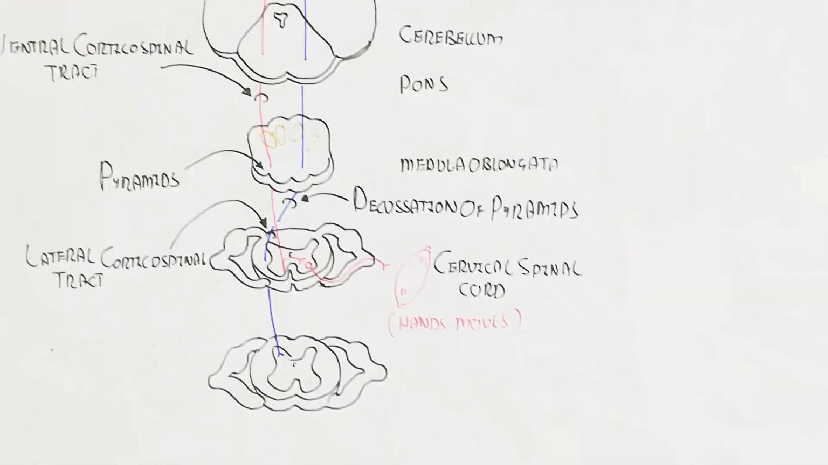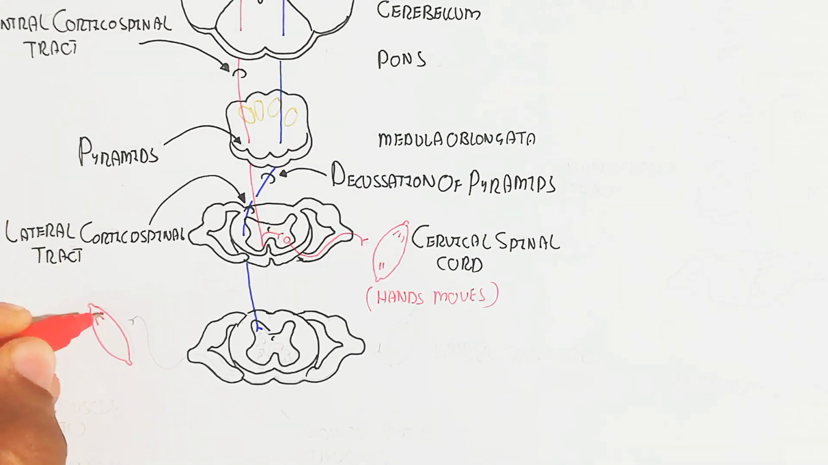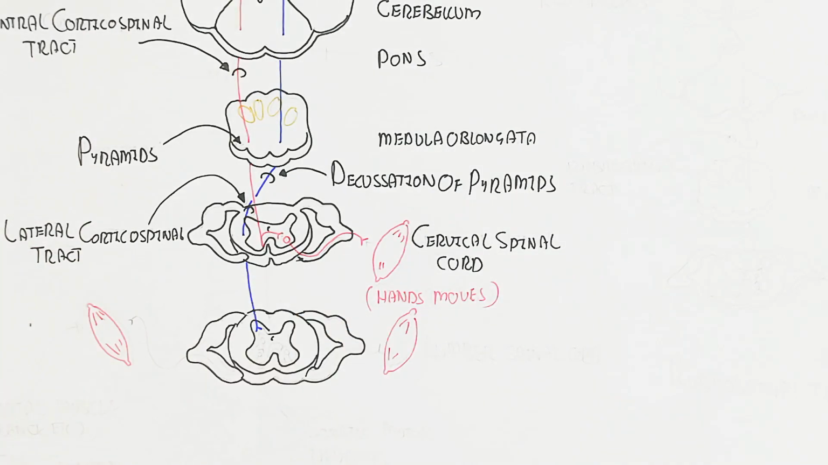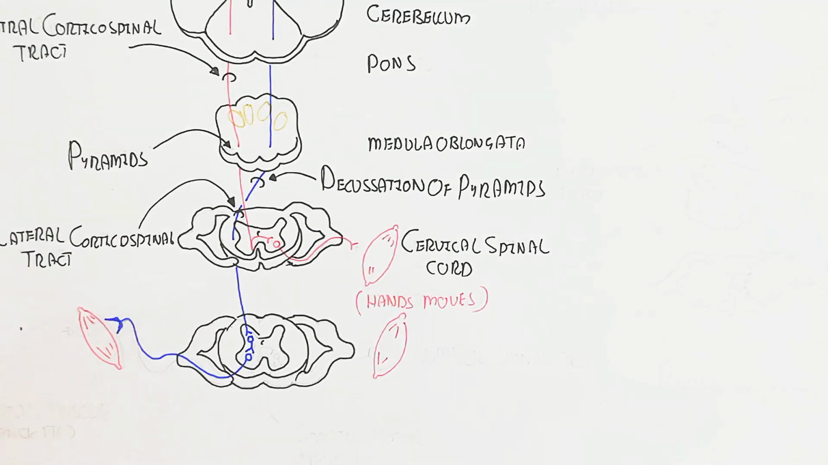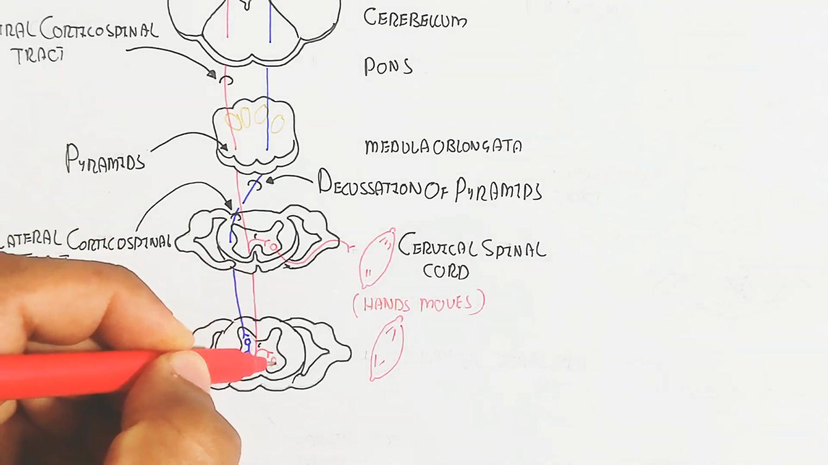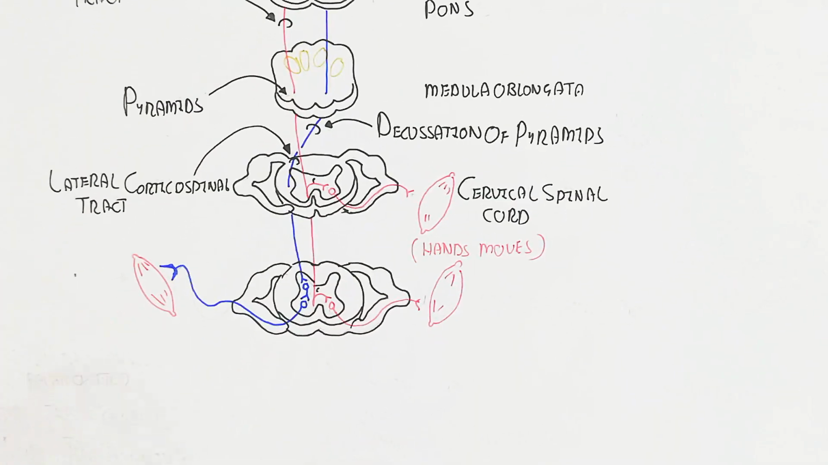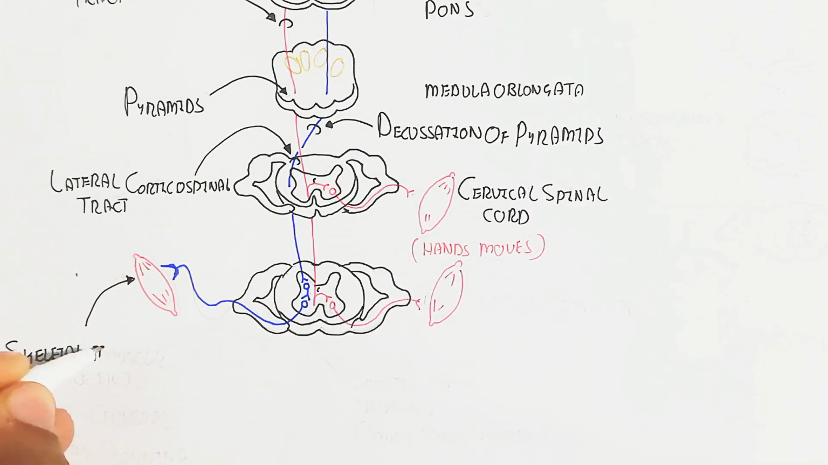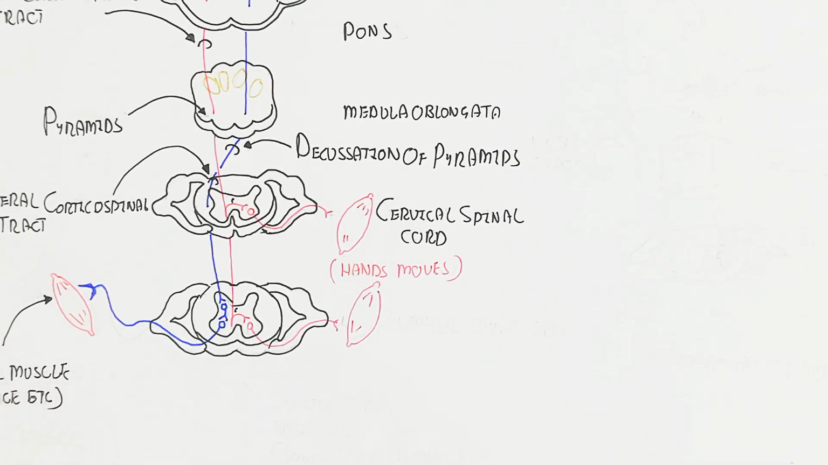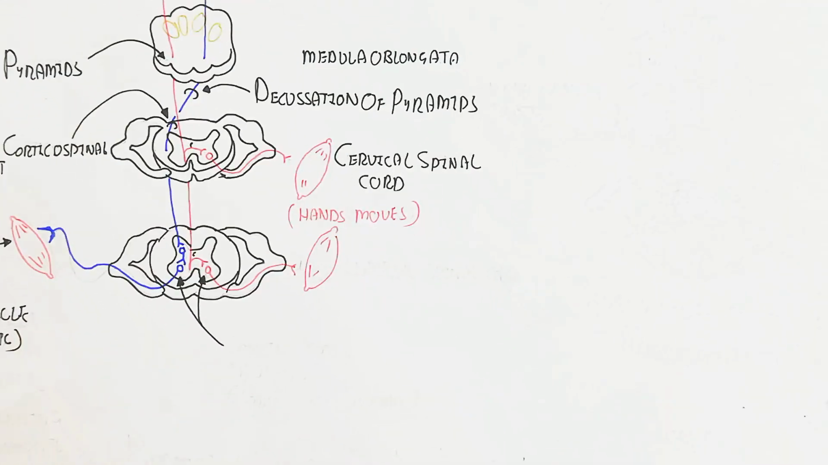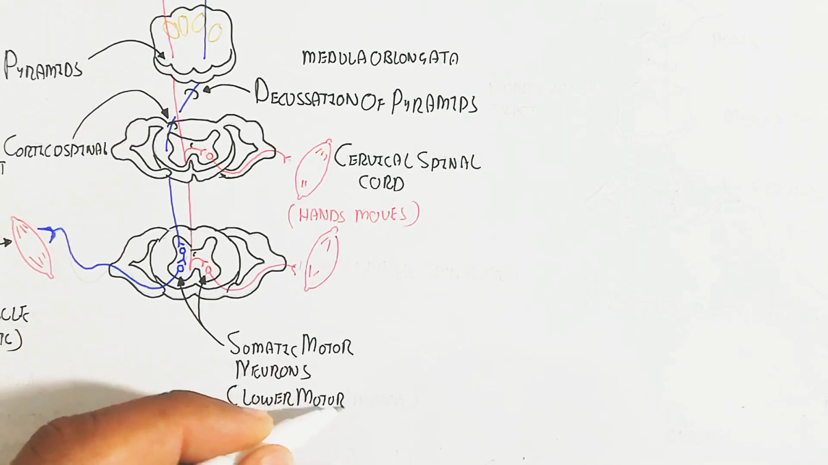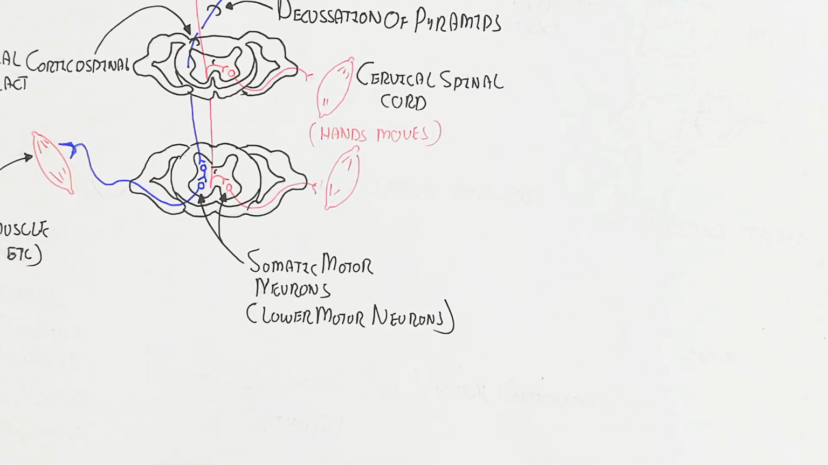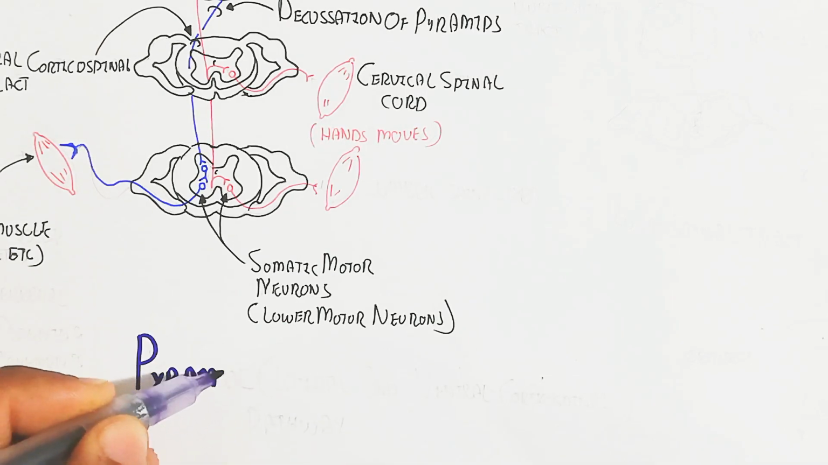decussation of pyramids. The decussation of pyramids allows the blue neuron to go down further and move the muscle. Here is the cervical spinal cord allowing the hand to move, while down here is the skeletal muscle, the balance for example. On the other hand, the somatic motor neuron, the lower motor neuron, is the true motor neuron after the interneuron, because it contains the neuromuscular junction for the depolarization of the skeletal muscle for movement.